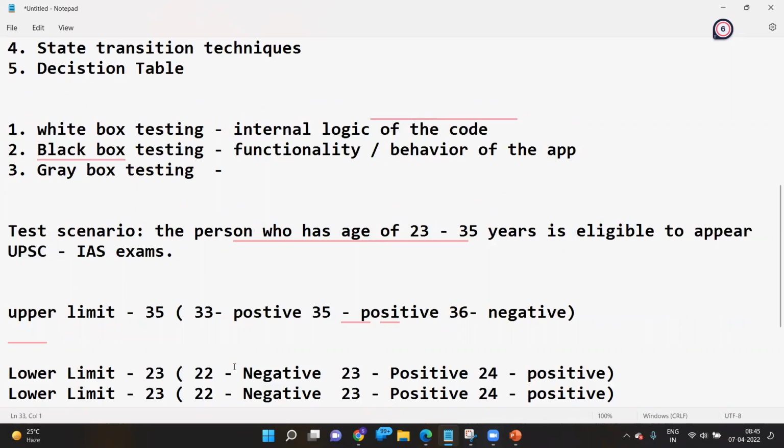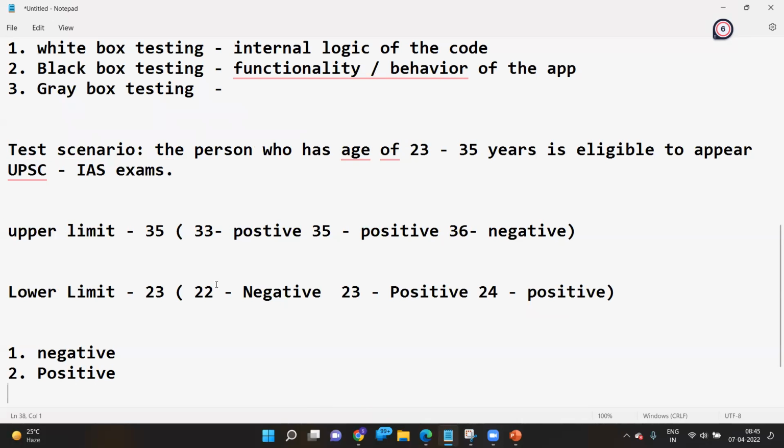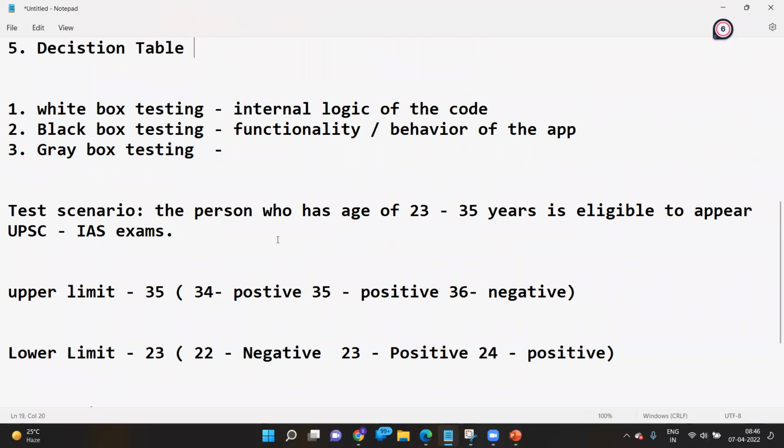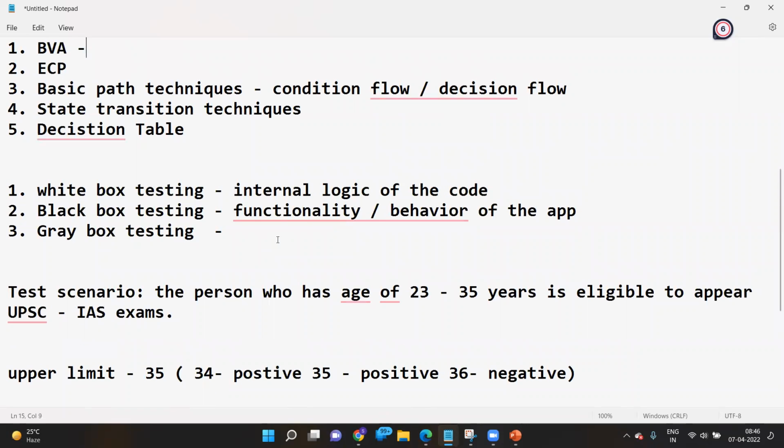To test a lower limit, we have to again divide the entire case into different classes, both positive and negative test classes. For negative test classes, we have to take 22, only 22. For positive, we have to take 23 and 24. And again, for upper limit, you have to take 34, 35, and 36. 36 is the negative test condition. 35 is positive again. 34 is positive. That is all about equivalence class partitioning and boundary value analysis.